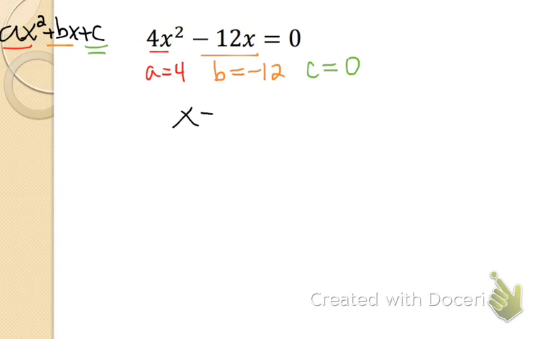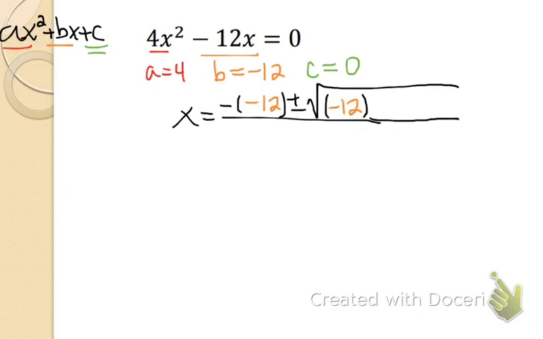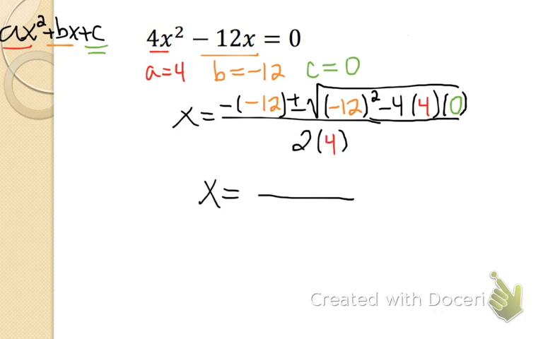We substitute this into the quadratic equation, and we have x is equal to minus negative 12 plus or minus the square root of negative 12 squared minus 4 times a, which is 4, times c, which is 0, and everything divided by 2 times a, which is 4. So if we simplify a bit, we get minus times negative 12. Well, that gives us a positive 12, but we don't need to put the positive sign there.